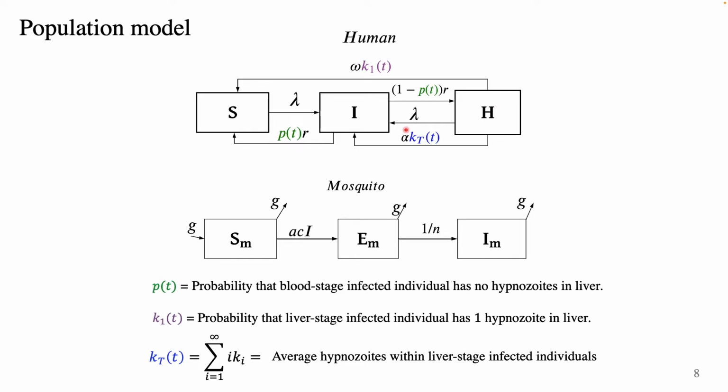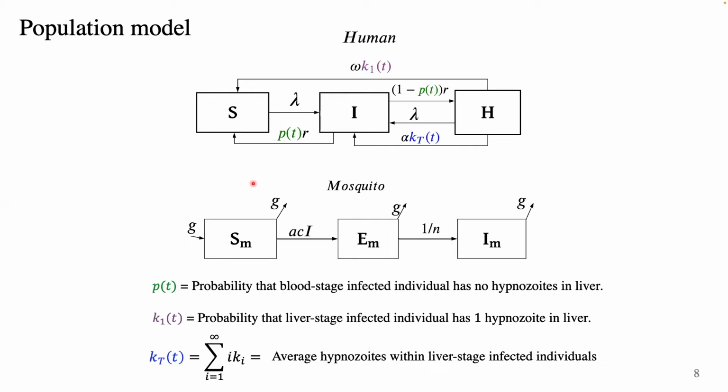Just a while ago, I said that we wanted to properly capture the realistic dynamics of Vivax because individuals have different numbers of hypnozoites in the liver. So how can we capture the variation of hypnozoites within individuals with just 3 compartments? This is where the within-host model comes in, because the parameters p_0, K_1 and K_T are actually derived from the within-host model.